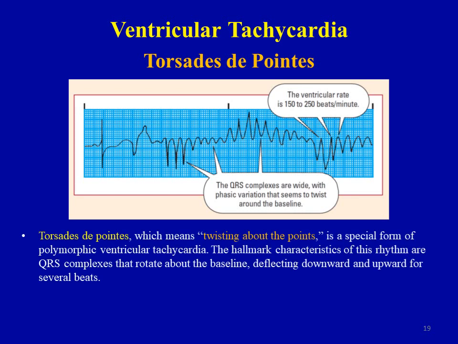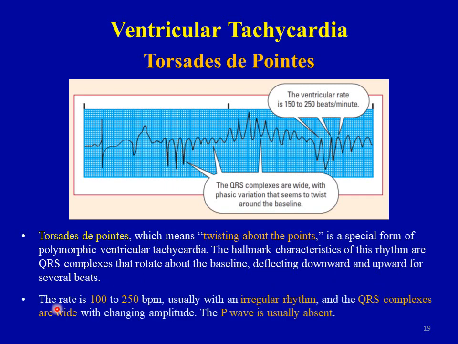Torsades de Pointes, which means twisting about the points, is a special form of polymorphic ventricular tachycardia. The hallmark characteristics of this rhythm are QRS complexes that rotate or twist about the baseline, deflecting downward and upward for several beats, like we see here in this rhythm. The rate is between 100 to 250 beats per minute, usually with an irregular rhythm, and the QRS complexes are wide with changing amplitudes. You can see the amplitudes are not constant like the previous slides. The P waves are usually absent.